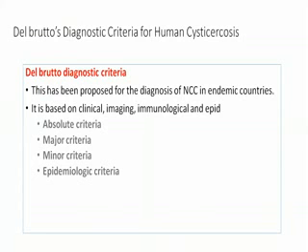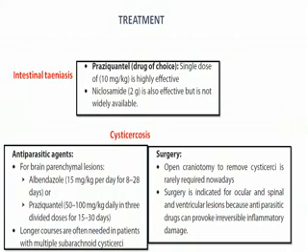And these are the other criteria usually proposed for neurocysticercosis in endemic areas. This is mainly based on clinical symptoms, imaging like CT or MRI scan, and epidemiological criteria. So with the help of these Del Brutto diagnostic criteria, we can diagnose neurocysticercosis. Then what is the treatment?